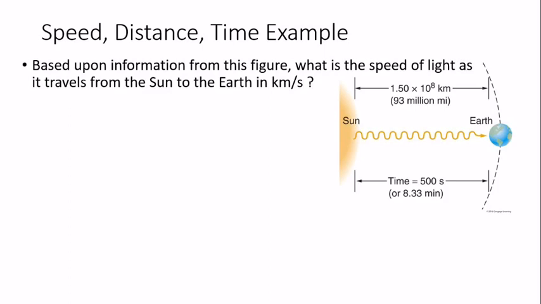So this is the question. It's very similar to what we looked at before. We're supposed to come up with the average speed of light as it travels from the Earth to the Sun. And notice that for speed, I'll just say speed, we said that you take distance divided by time.